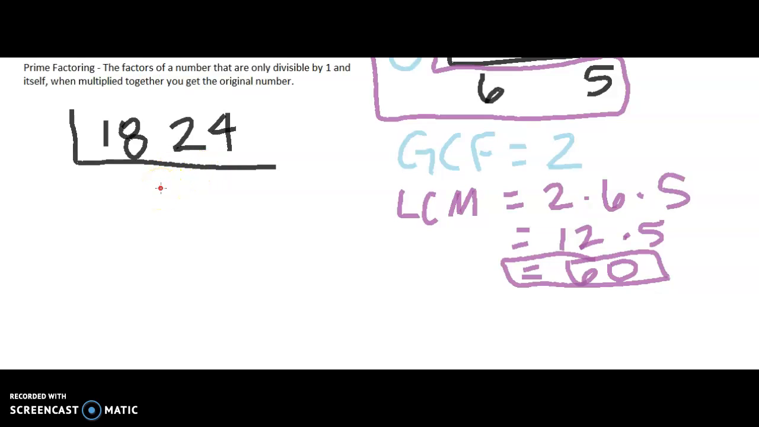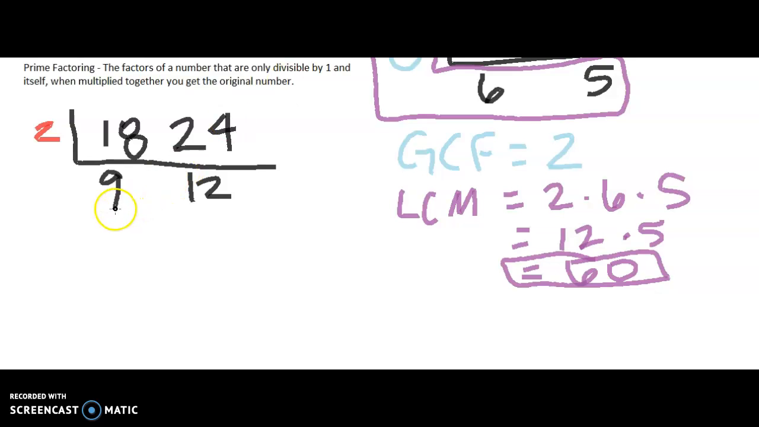But prime factoring, you would just pull out the prime numbers. But with this method, you don't always have to prime factor. But we're going to go ahead and pull out a 2. And again, just like we did before, we're going to divide out the 2. So 18 divided by 2 gives me 9. And then 24 divided by 2 gives me 12.